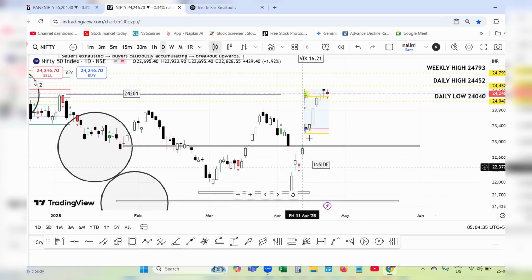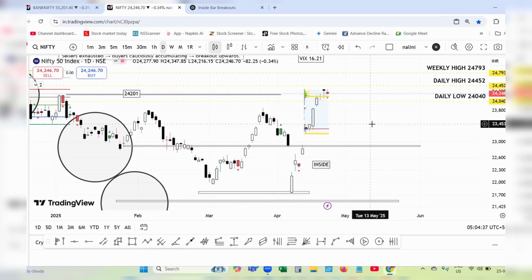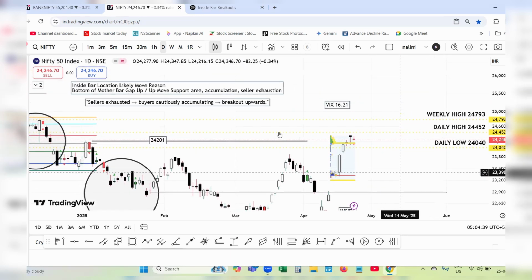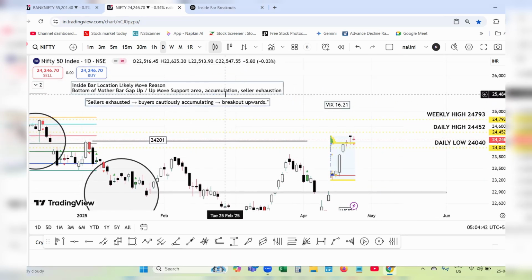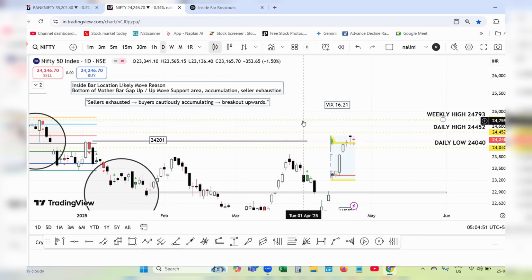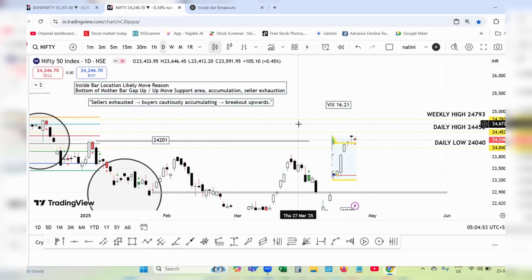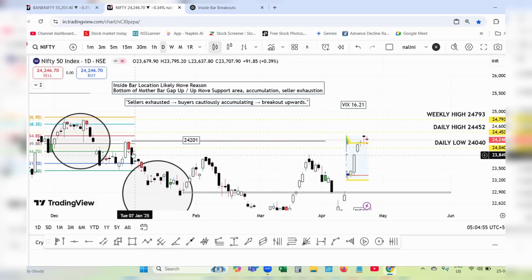Here in this instance, this is an exception. It has formed near the bottom, but it was a continuation because the inside bar formed after the sell-off. So there was a continuation of the downtrend in this inside bar. These are the inside bars at the seller's area. These are the inside bars at the buyer's area.